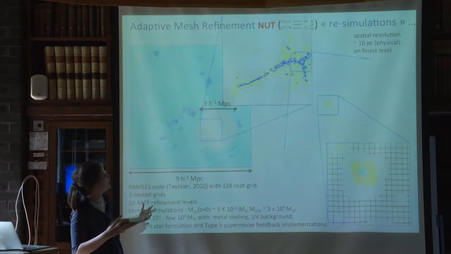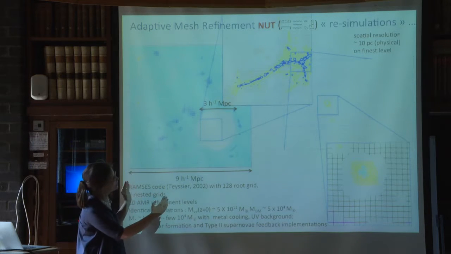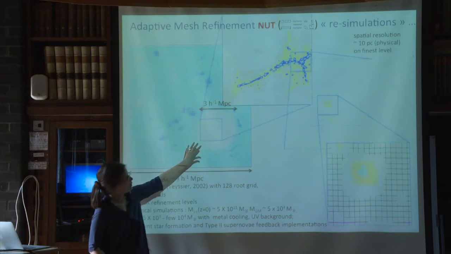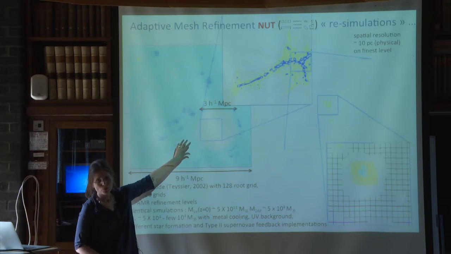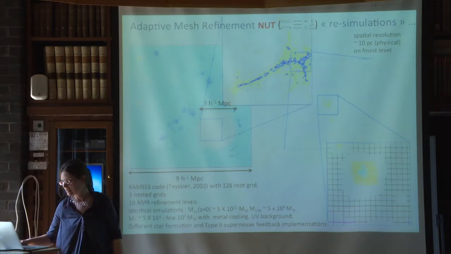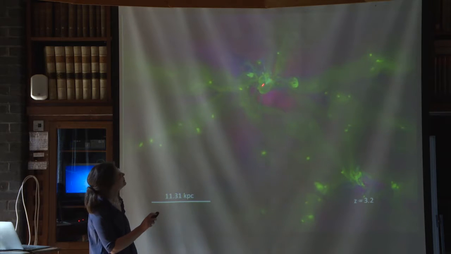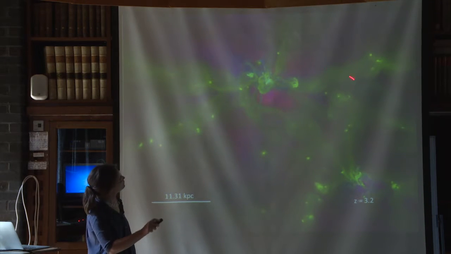So it's a zoom simulation where we take, again, a piece of the universe, but only in one region where we know a galaxy is going to form. We put all our resolution in there with this adaptive mesh refinement technique. And the galaxy I'm going to focus on sits here at the intersection of these filaments.